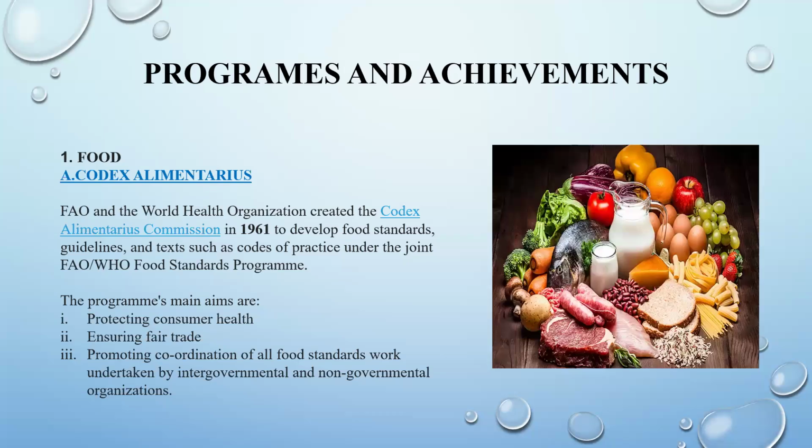Coming to the programs and achievements of FAO in the Department of Food, the first program was Codex Alimentarius. FAO and the World Health Organization created the Codex Alimentarius Commission in 1961, which was developed to develop food standard guidelines and texts such as code of practice under the joint FAO-WHO food standard programs. The program's main aims were protecting consumer health, ensuring fair trade, and promoting coordination of all food standard work undertaken by intergovernmental and non-governmental organizations.